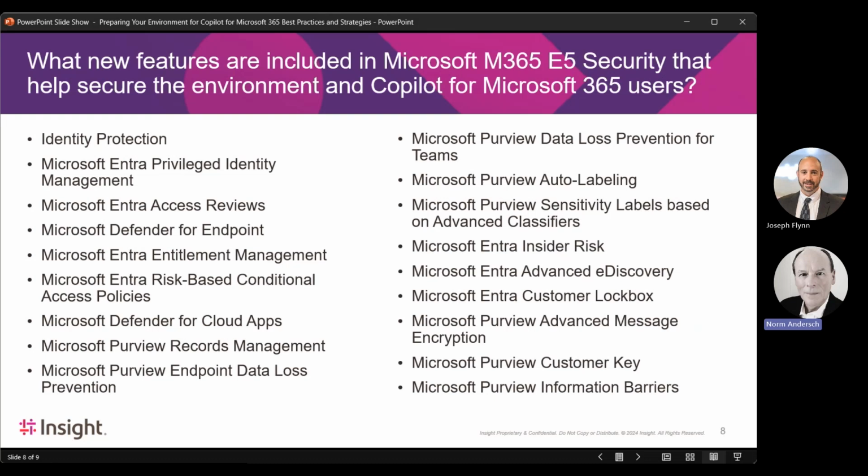Other than that, it's a full menu of things that are awesome here. Identity protection is a big one. We're talking about keeping track of people's identities out in the dark web, and when they become compromised, raising the risk level of that user and consequently applying the appropriate conditional access policies. I mentioned entitlement management, risk-based conditional access policies. These are all in here, and I don't know where else to begin.